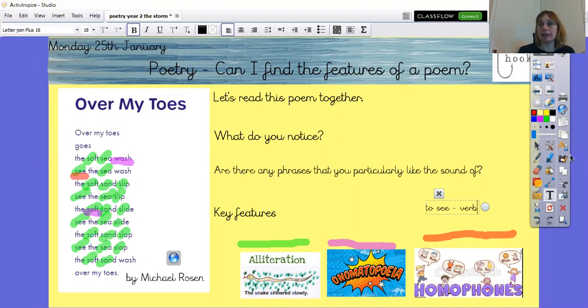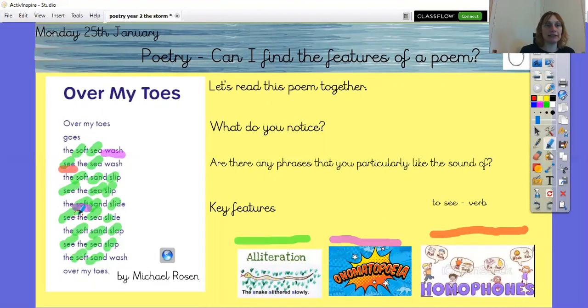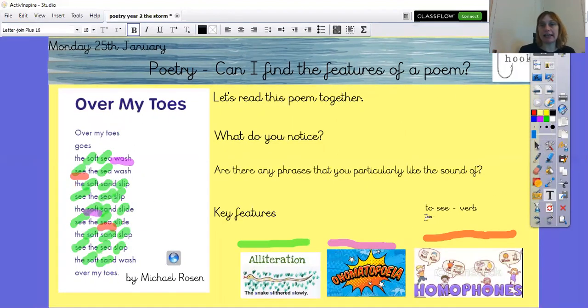And then we've also got, let me go back to my highlighter, the word see there, which is spelt S-E-A, which is a noun, which is the sea, obviously, what the poem's all about. I also like the way in this poem that he starts with one line, which is then repeated at the end. Over my toes goes, and then over my toes is the end here.